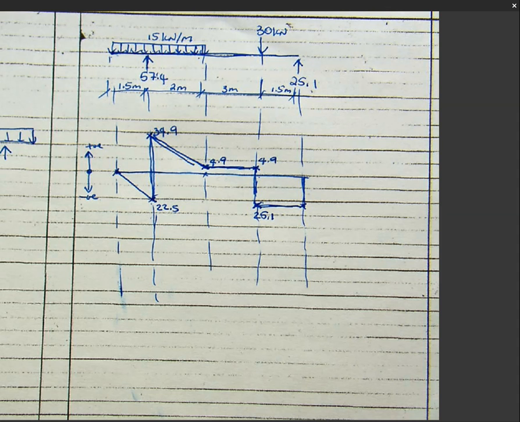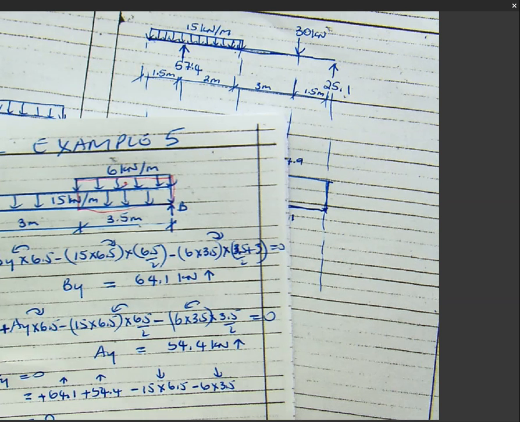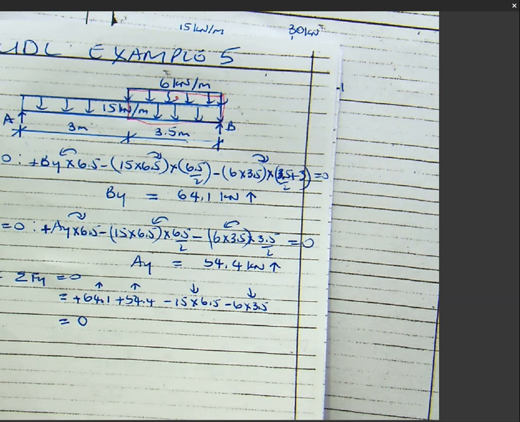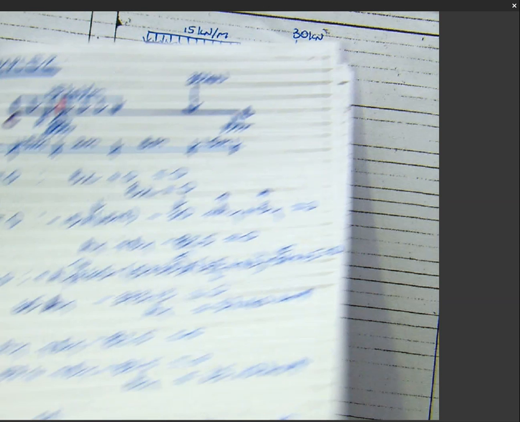So I just wanted to show you how you go about calculating reactions with a triangular UDL, but I don't expect you to draw the shear force and the bending moment diagram. But for this problem, I expect you to do it. Example number 5, shear force please, and the tutorial questions.